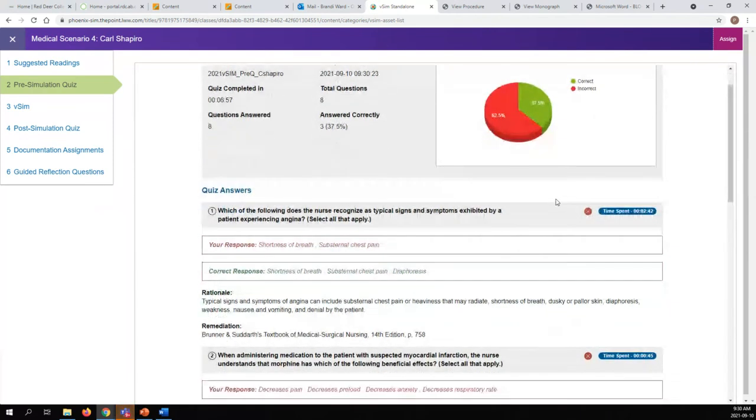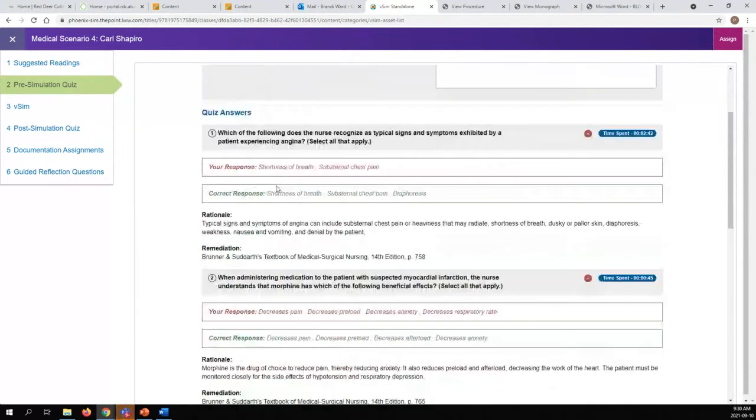So according to this, I got 62.5%. Not bad. I definitely passed, but there are obviously some areas which I need to revisit. Basically, you're going to go down. You can see here are the analytics that we were discussing. It tells you what your response was, it gives you what the correct answer was, and then it's going to give you the rationale.